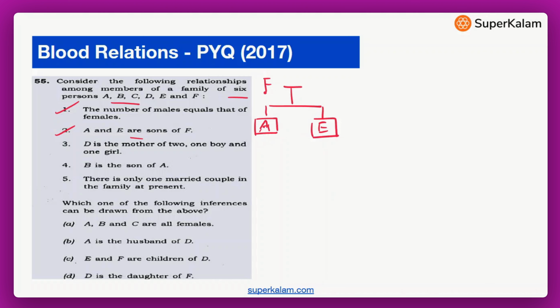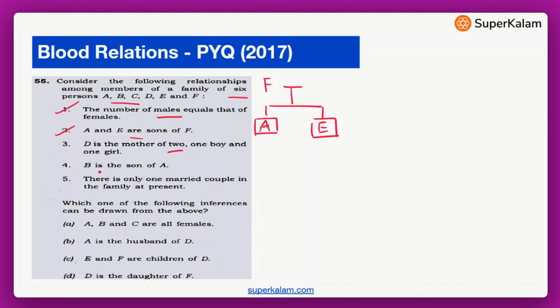We don't know about F, because F can be the mother of both A and E, or F can be the father of both. We don't know. But what we have got is two males out of three. We knew there will be three males, so out of these three males, A and E are two of them.